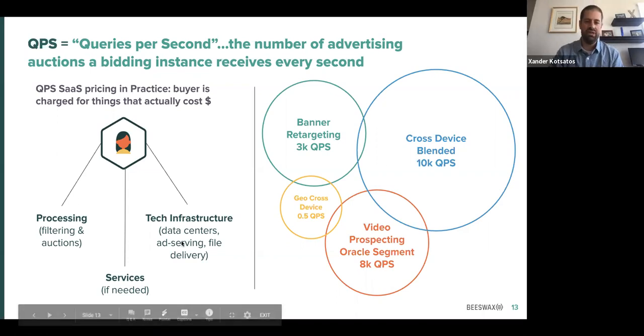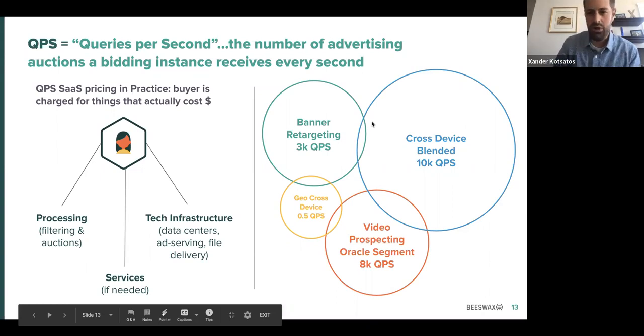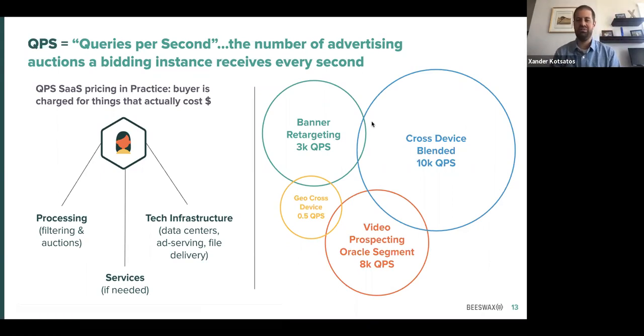And the third thing, if needed, would be services. And the interesting thing about QPS, and I hope I'm not going to end here on a relatively confusing graphic, but one thing to think about with QPS is that it scales really nicely, right?